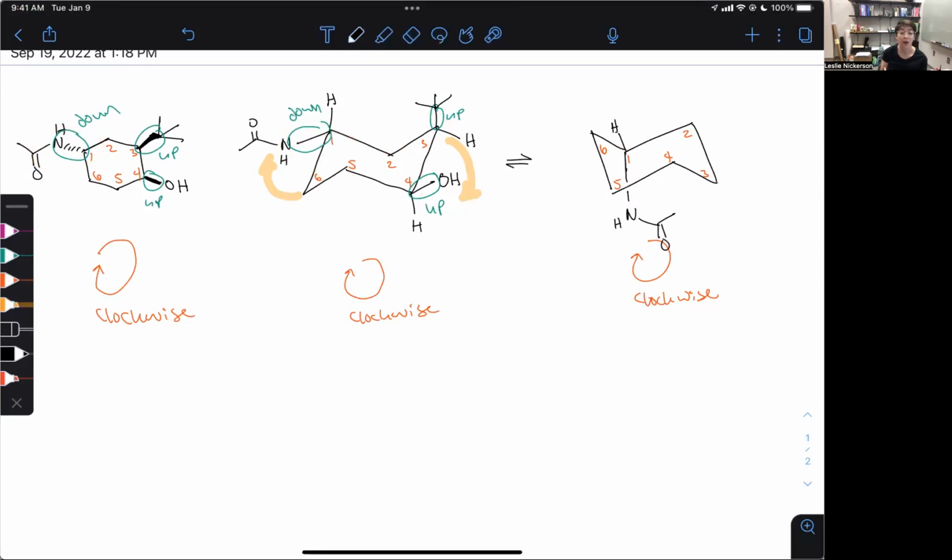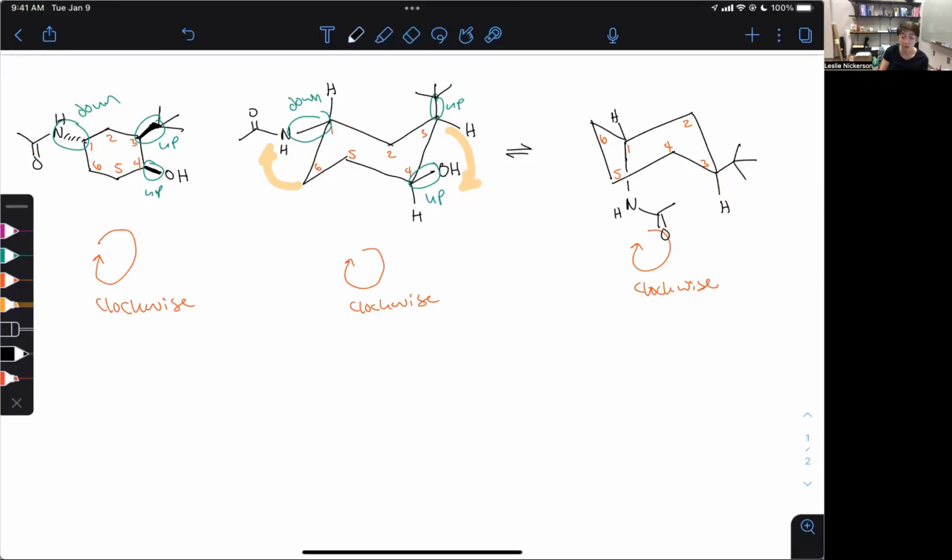Number 3, I've got that tert-butyl going up. Okay, so I've got that option, that option. This axial substituent, we're going down. So that's going to be where our H is, and then tert-butyl group is going up. And then number 4, I've got an OH group going up. Oops, I cheated on that one. So the OH group, I've got the up axial or the down equatorial. So OH is going to be on the axial position. Okay, so that is my chair flip.